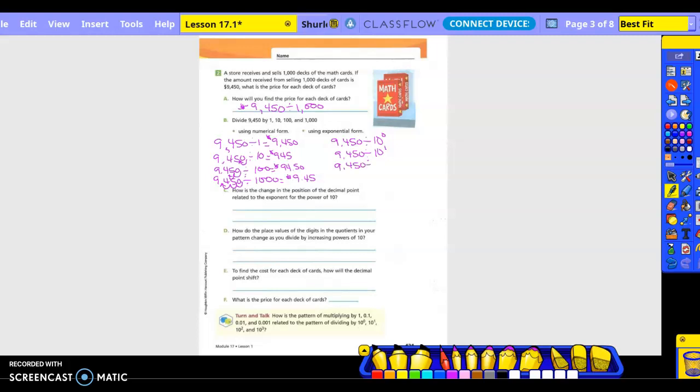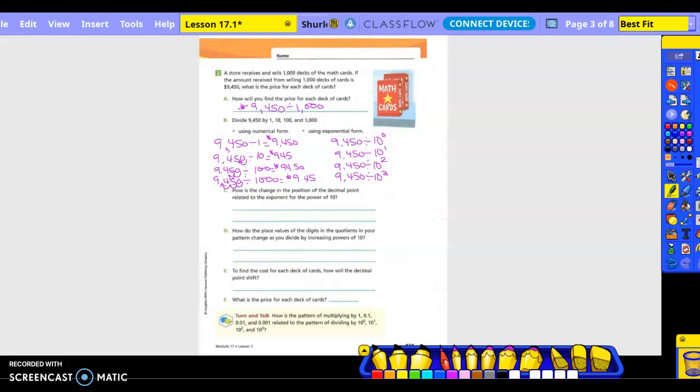9,450 divided by 100. So 10 to the second power. And then 9,450 divided by 1,000 is 10 to what power? Third, because we have 3 zeros, right? Okay. All right, letter C. How is the change in the position of the decimal point related to the exponent of the power of 10? So basically, however many zeros you have, or the number in the exponent, is how many places you move it, right? Okay. So we just discussed that.